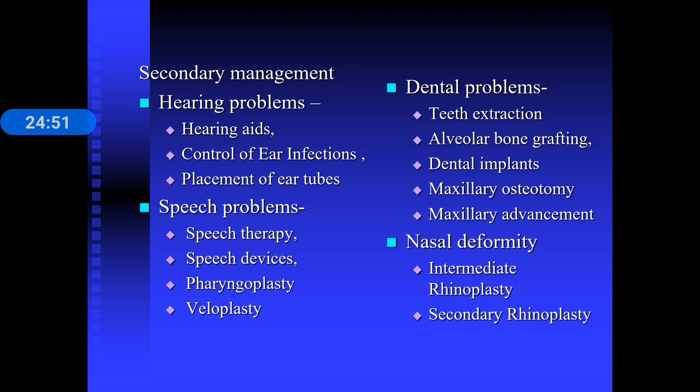Now for the nasal deformity, I told you the primary rhinoplasty is done at the time of cleft repair. Then you have to do an intermediate rhinoplasty around the 3 to 5 years age. At the same time, you can do a lip revision, because the treatment of the lip and the nasal cavity are synchronous to each other. And then later on, at the age of 16 to 18 years, a second rhinoplasty is done for the final correction of the facial appearance.